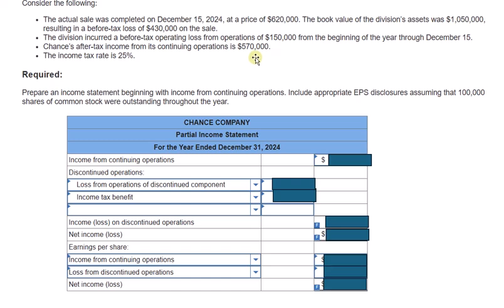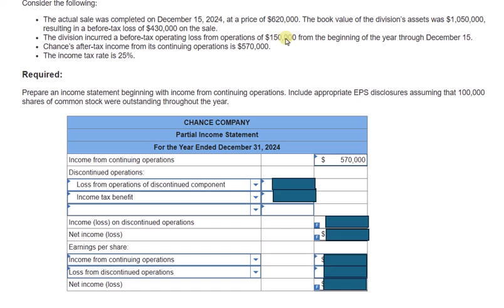All right, now, going back to the top, we see that their after-tax income from continuing operations was $570,000. So that goes right here, $570,000. All right, next, look what they say here. The book value of the division's assets was $1,050,000, but I want to focus on the $430,000. It had a before-tax loss of $430,000 on the sale. So this is the item, the division we're selling. And they also had a before-tax operating loss of $150,000.